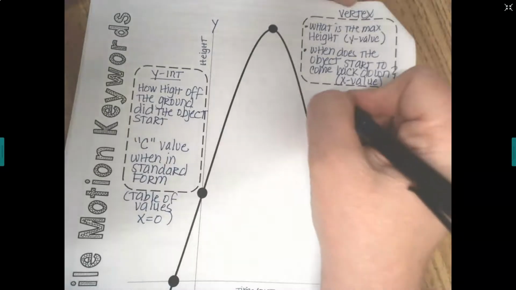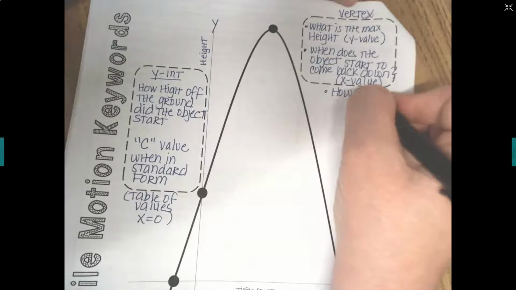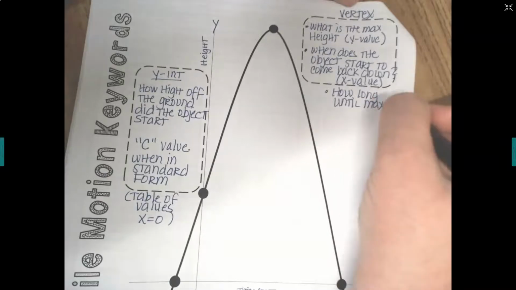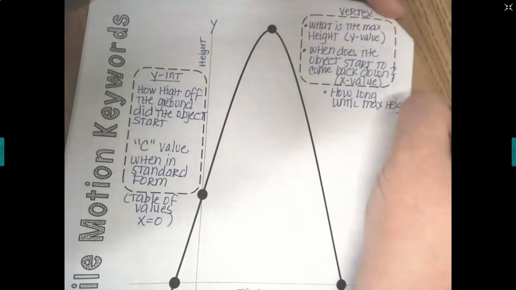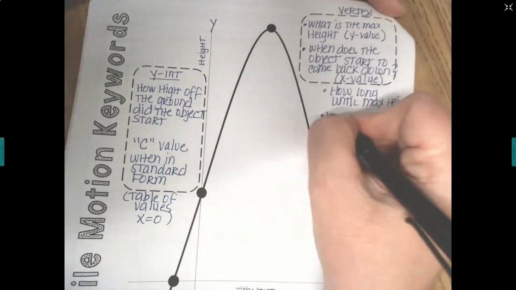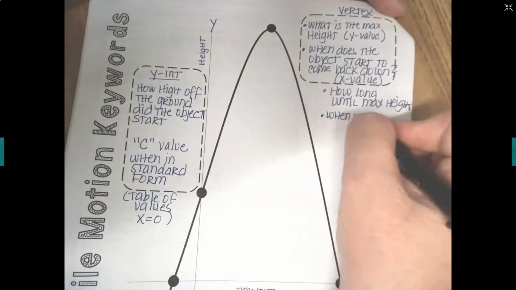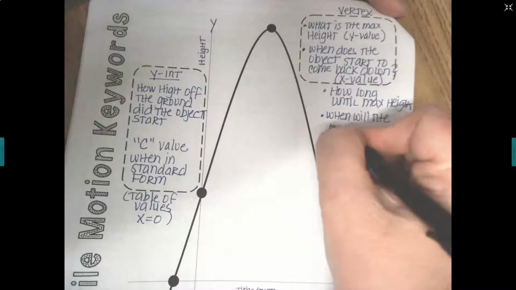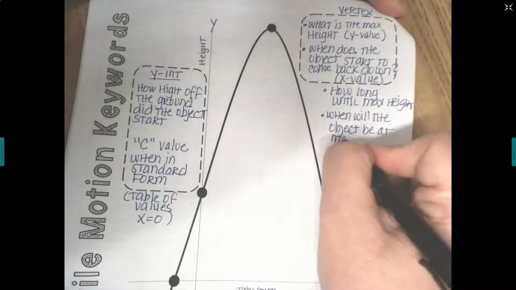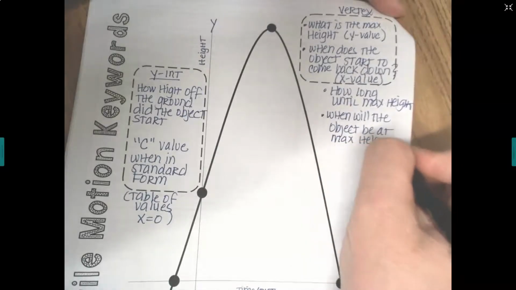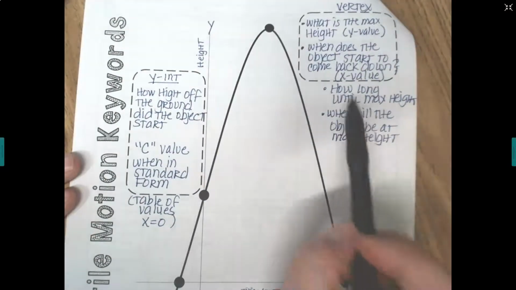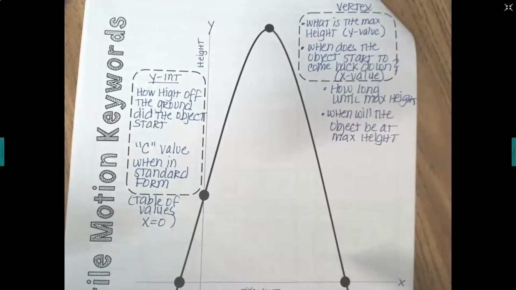That same question could be like, how long until max height? Or when will the object be at max height? Just different ways the same question can be asked. But when we're talking about that, those are all referring to the vertex, and some of them are referring to the y value, and some of them are referring to the x value.